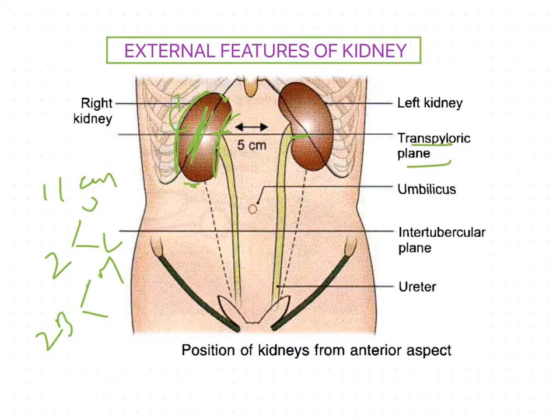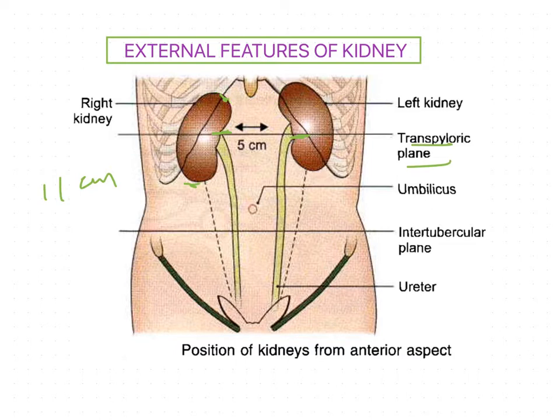Now, if you examine the poles of the kidney, the upper pole is broad, and it is in close contact with the corresponding suprarenal gland. If you observe, the lower pole is pointed. This is about the poles of the kidney.